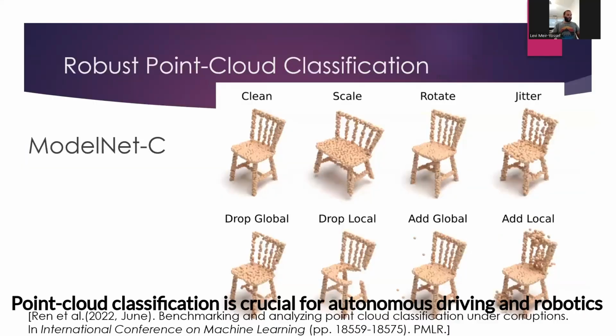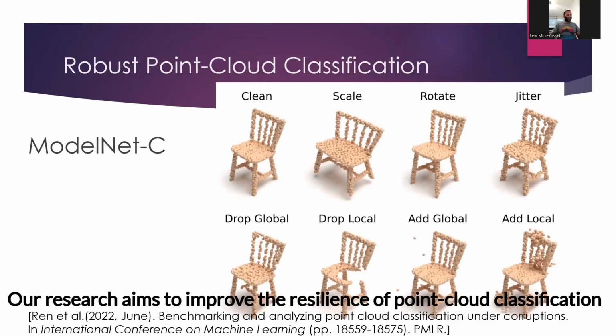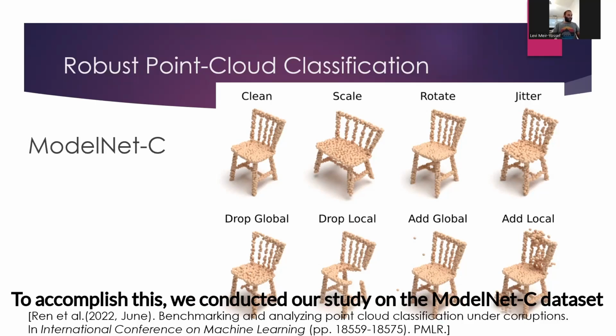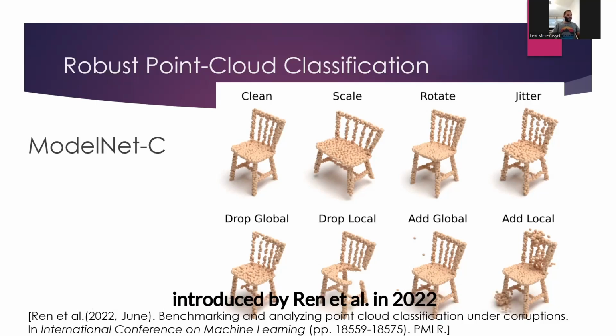Point cloud classification is crucial for autonomous driving and robotics. Our research aims to improve the resilience of point cloud classification networks when facing real-world corruptions. To accomplish this, we conducted our study on the ModelNet C dataset introduced by Ren et al.